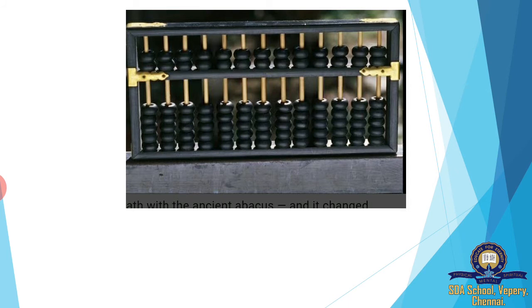Then what is it? It is divided into two parts. The upper part is called heaven and the lower part is called earth. Have you remembered this? This is the first calculating device invented by the Chinese, that is abacus. Yes, right.